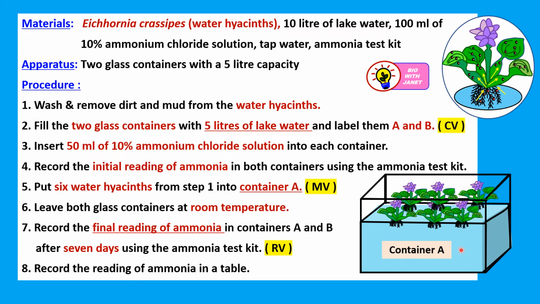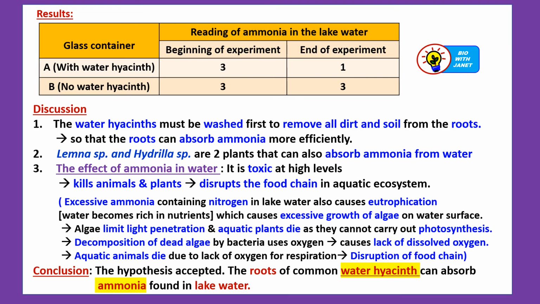And after 7 days, record the final reading of ammonia in containers A and B, using the ammonia test kit. Next, record the reading of ammonia in a table. So these are the results. Glass container A at the beginning of the experiment, the reading of ammonia is 3. And for glass container B is also the same, 3.